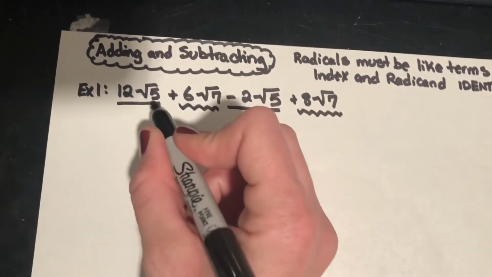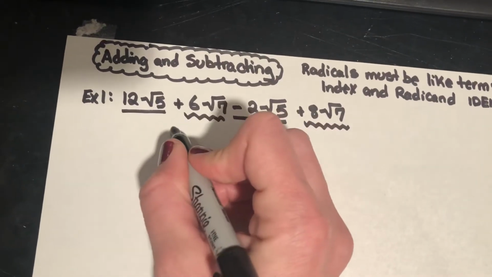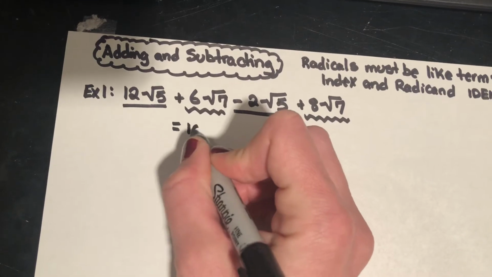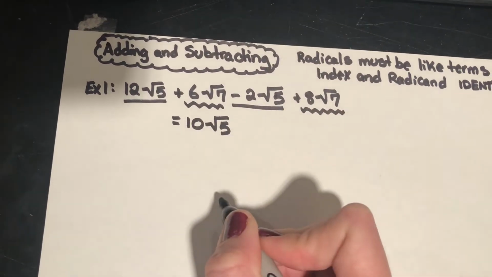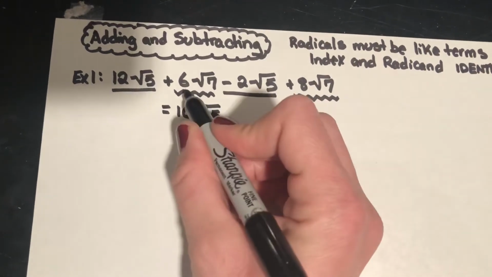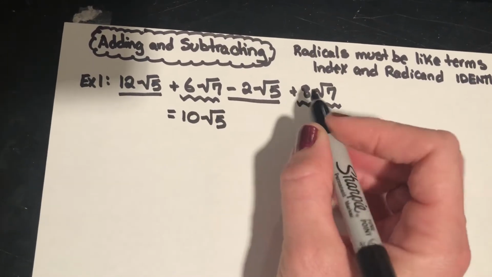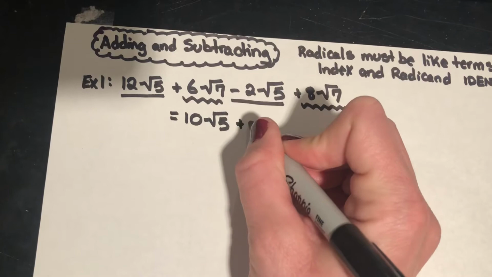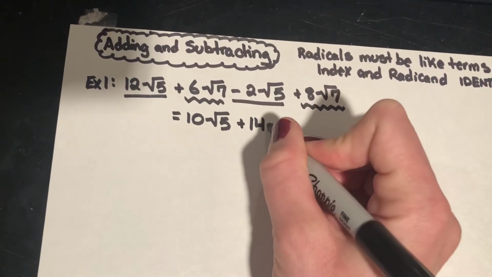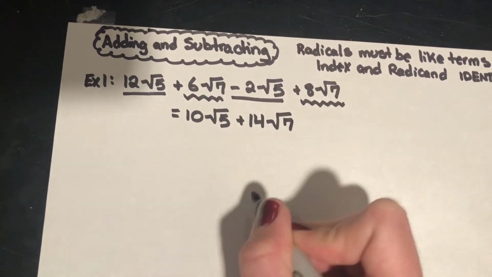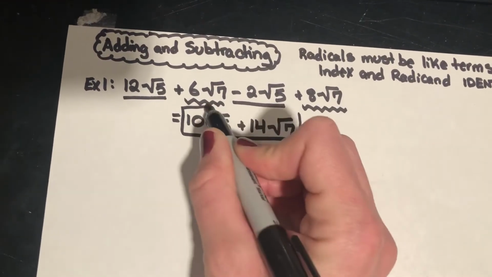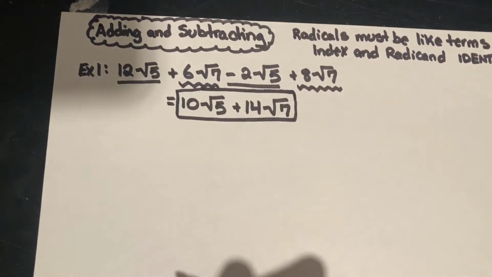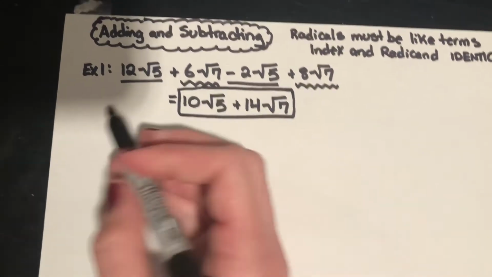All right, 12 minus 2 is equal to 10, and the root stays, so 10 root 5. 6 plus 8 is equal to a positive 14, so I'm going to add 14 root 7. This is my simplified answer. I cannot simplify any more than I already have.